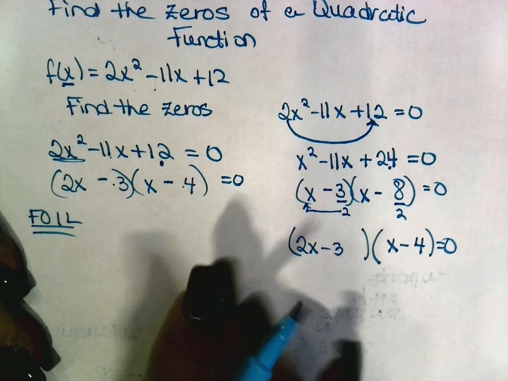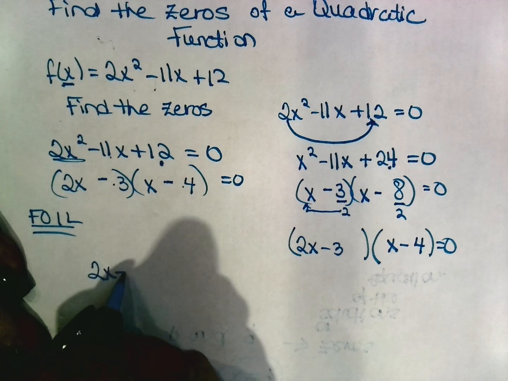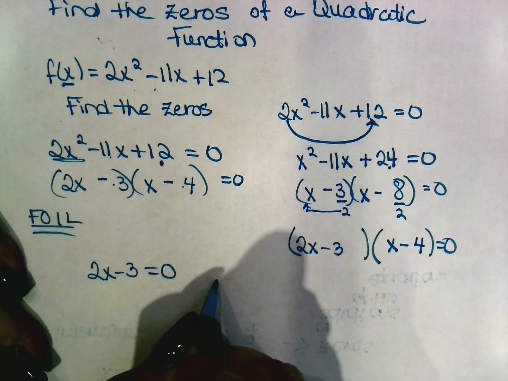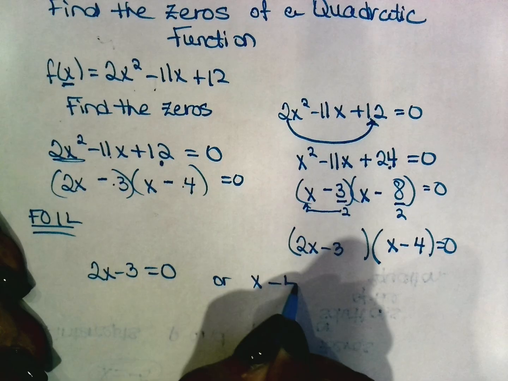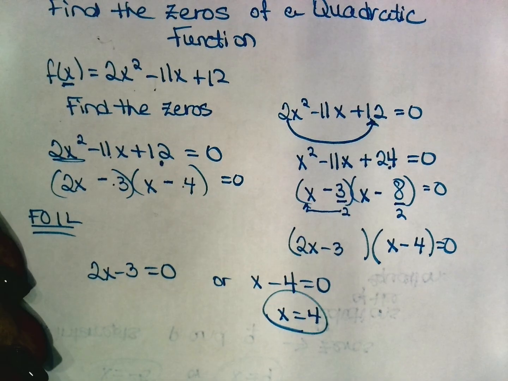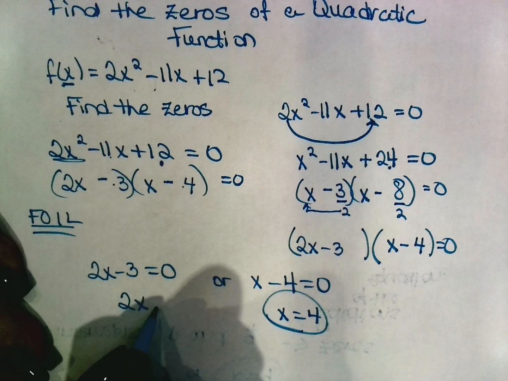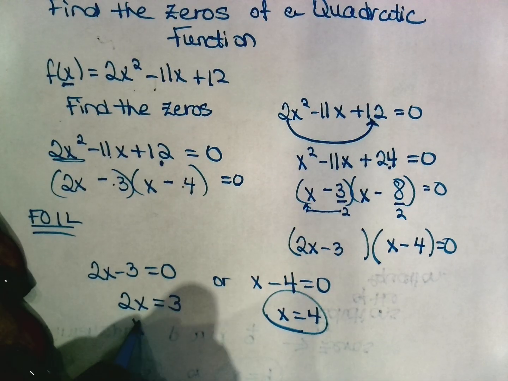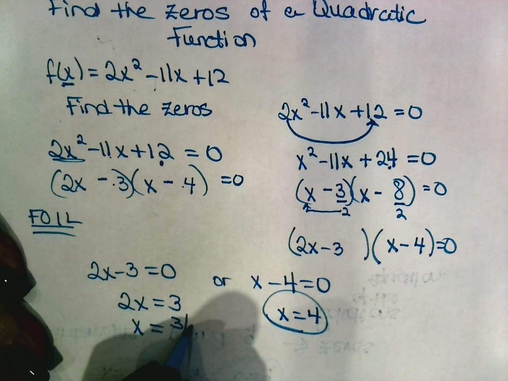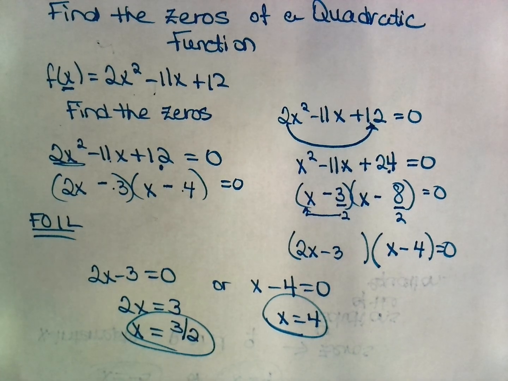Now, we still don't have our final answer, but we do have our factors. This means that either 2x minus 3 is 0 or x minus 4 is 0. So here we have x equals 4. And over here, we're going to add 3 to both sides, so 2x equals 3. That means x equals 3 halves. So once again, you are going to get the same answer either way.